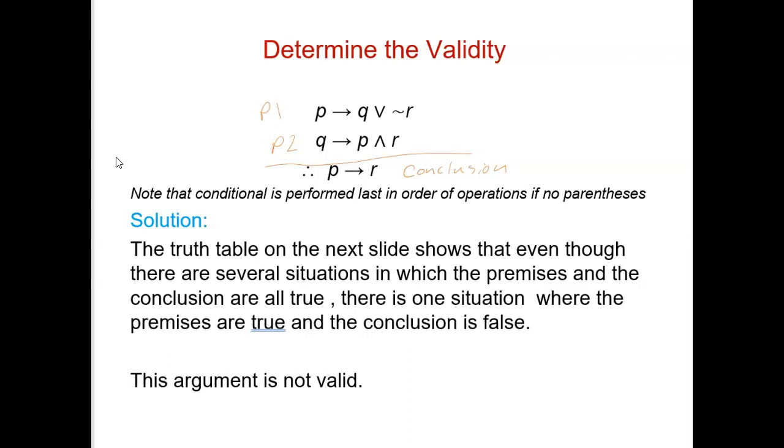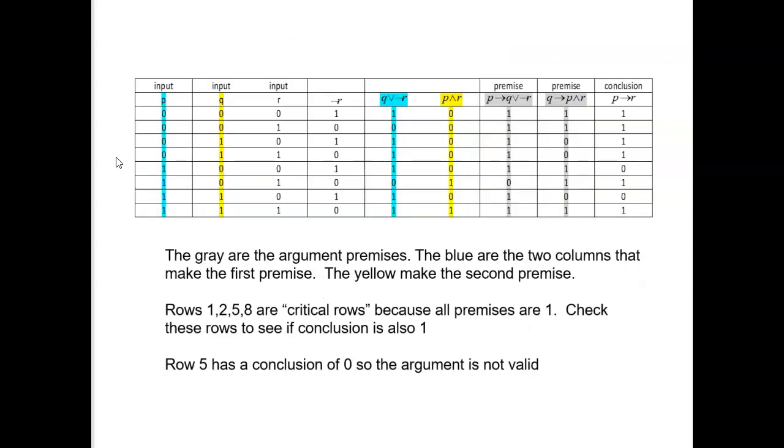The conditional, in these, I wanted you to note that these conditionals are performed last in the order of operations. I would probably put parentheses around this if I were writing a test for you, just so you knew that the conditional was done last. But in the order of operations for logic, conditionals are done last if you're moving left to right with no parentheses. So we're going to find out that this argument is not valid looking at the truth table in the next slide. So there are your premises and your conclusion.